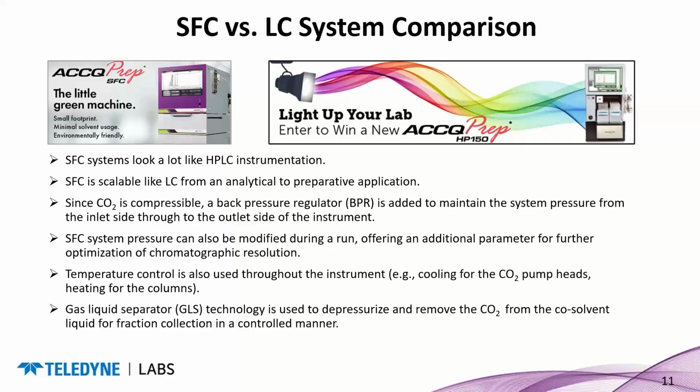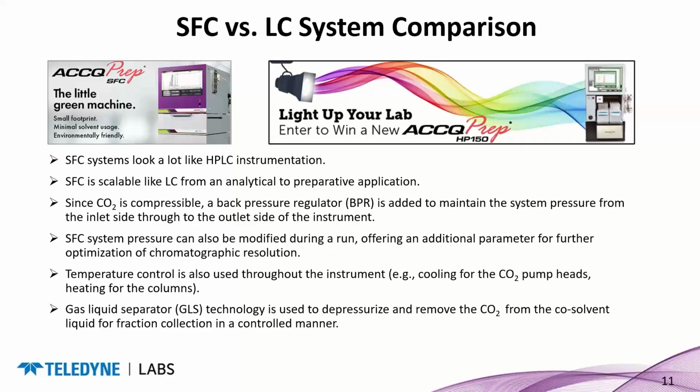Because CO2 is compressible, something called a back pressure regulator is required to keep the system pressure constant from the inlet side of the system all the way through the outlet side. You can also modify pressure, which gives you another parameter for optimizing your chromatography. Generally speaking, it's the last parameter we mess with in practice, but sometimes it can be helpful for improving the peak shape of a later eluting peak, for example.